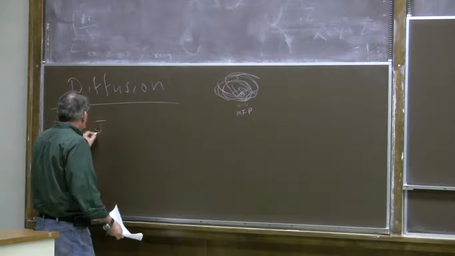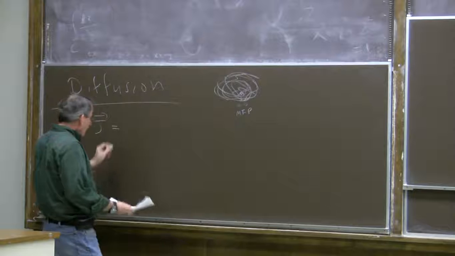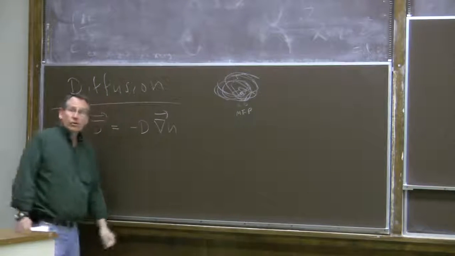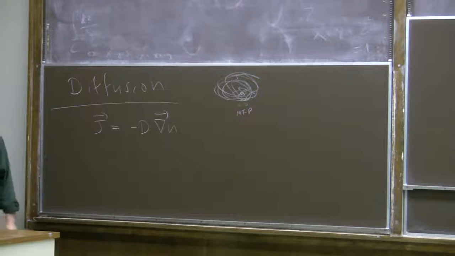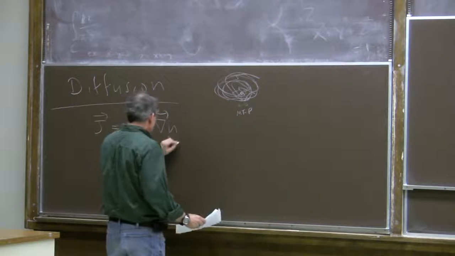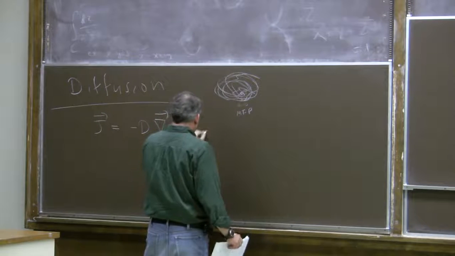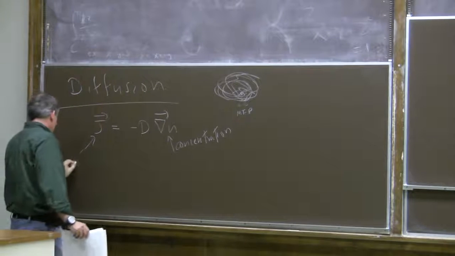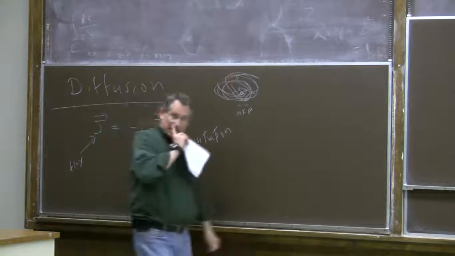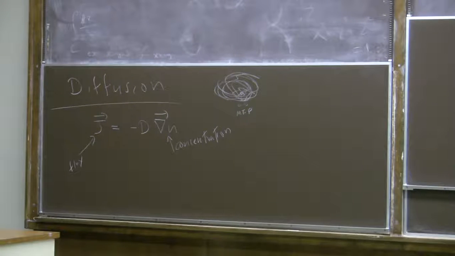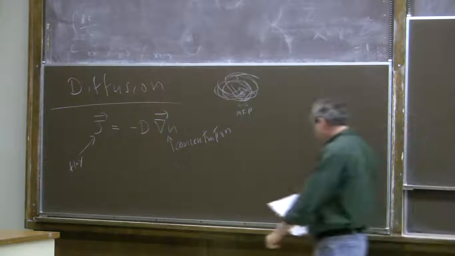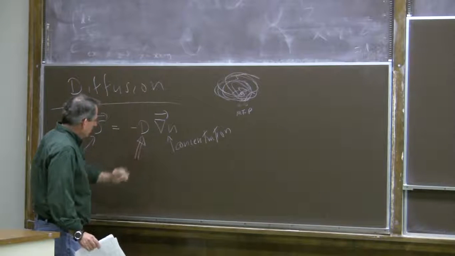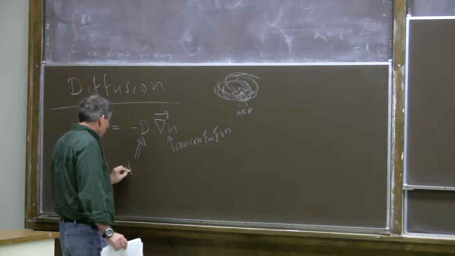And then there will be a flux, according to the diffusion law, proportional to the gradient of the concentration of particles. The concentration tends to flow from regions of high concentration to regions of low concentration for purely statistical reasons. And the constant appearing in the equation is called the diffusion constant, or diffusivity.